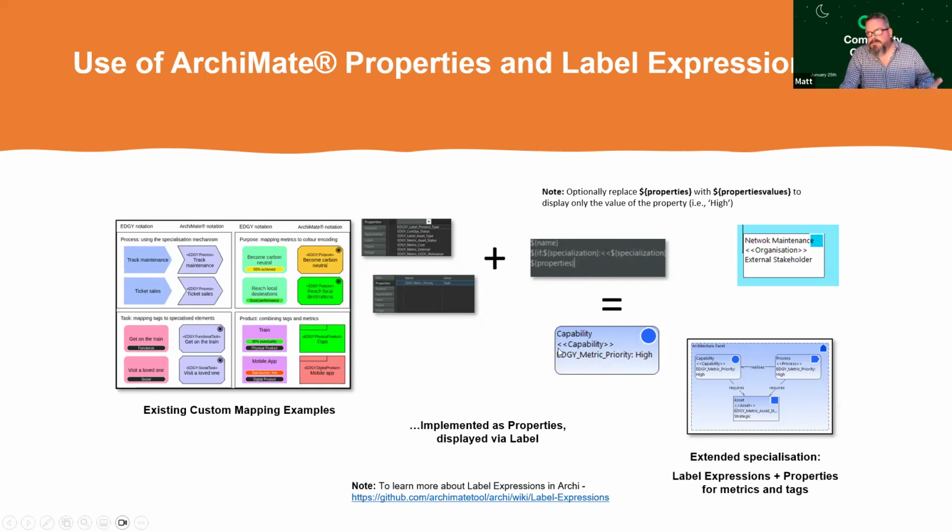That little bit of that expression there is telling me that it's a capability element. It has the EDGY metric priority, and the value of that metric is high. You can find out all about label expressions for Archi in GitHub. There's heaps of information. If I could work out how to do it, anyone can. It's very straightforward. This isn't too technical.